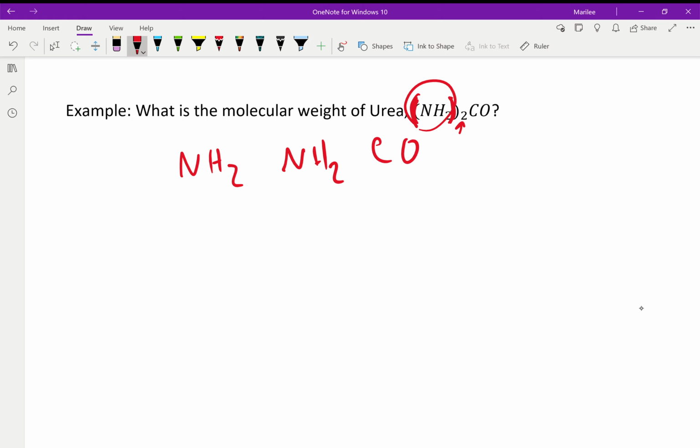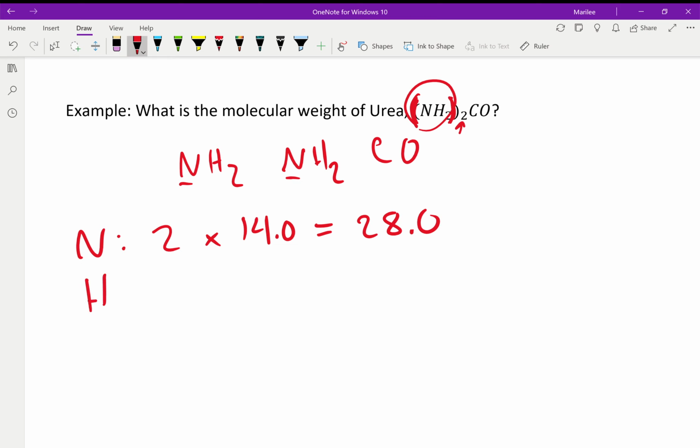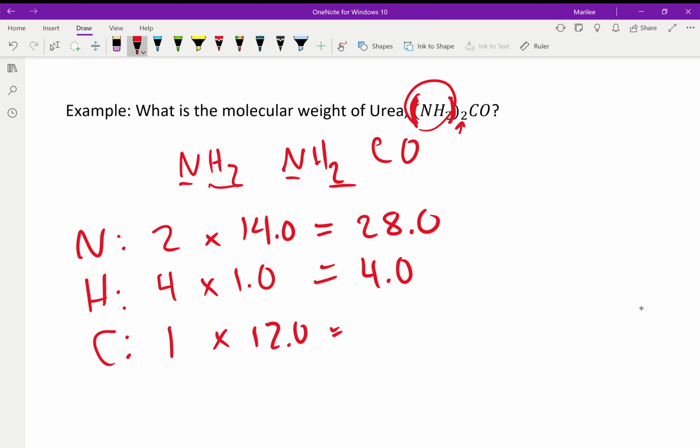So to calculate the molecular weight, we have 2 nitrogens, right? 1 and 2. Nitrogen is 14 AMU. That will give us 28. Then we have the hydrogen. How many hydrogens do we have? We have 2 here and 2 here, therefore we have 4 hydrogens times 1.0. That'll give us 4.0. Carbon, how many carbons do we have? We have 1 carbon times 12, so that would be 12.0.